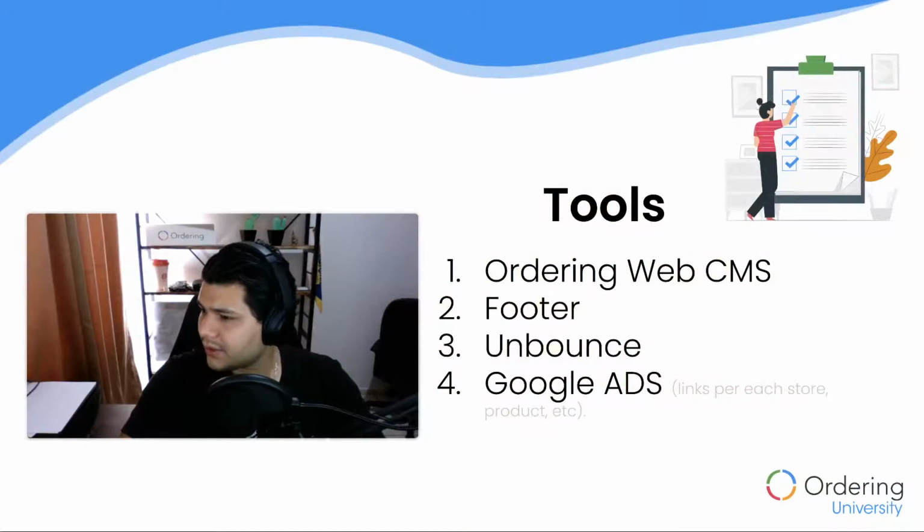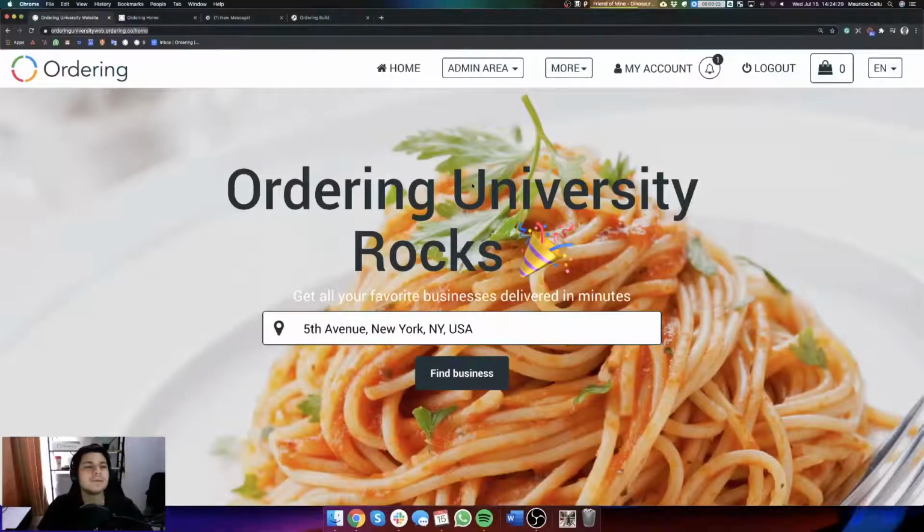Next topic is going to be Google Ads. Okay, Google Ads uses URLs, and as you know, each of your products, each of your stores, each of anything in your ordering website has its own independent URL.